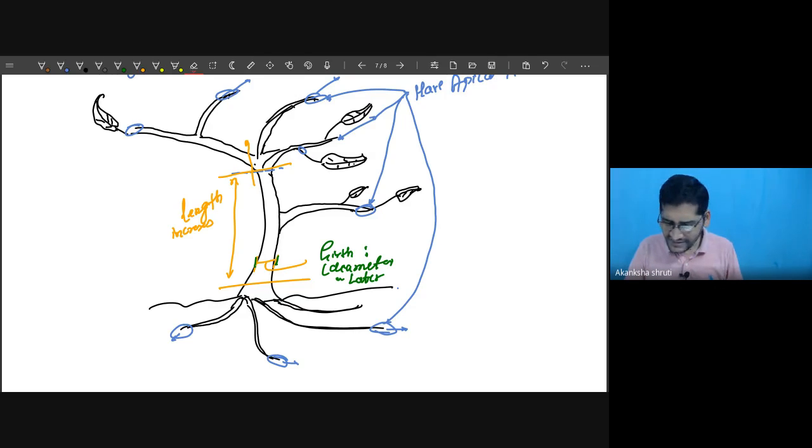So based on this name, the tissue is named lateral meristem. So lateral meristem is present in this region. So right, there is lateral meristem.